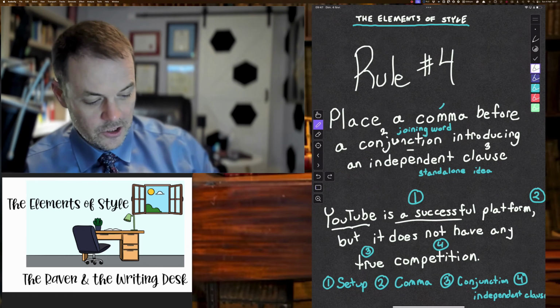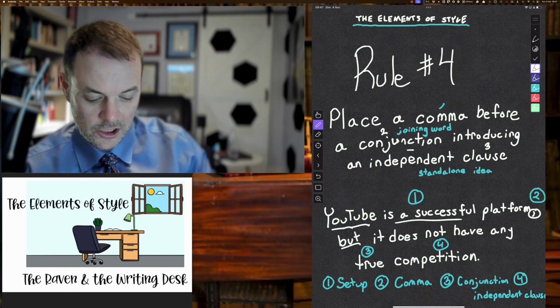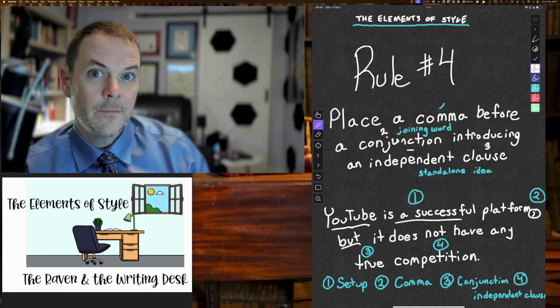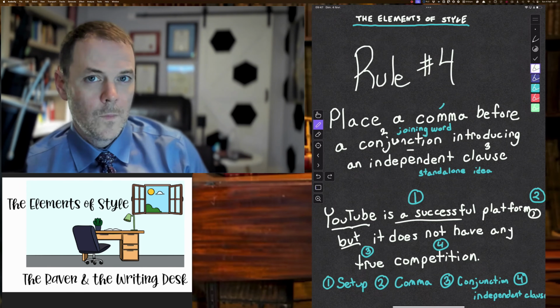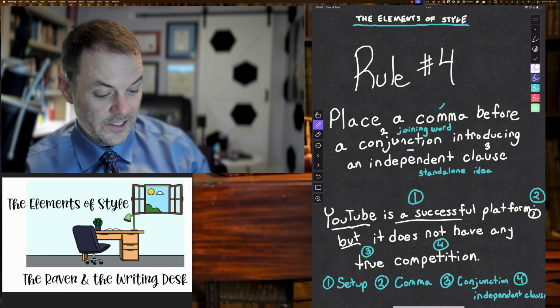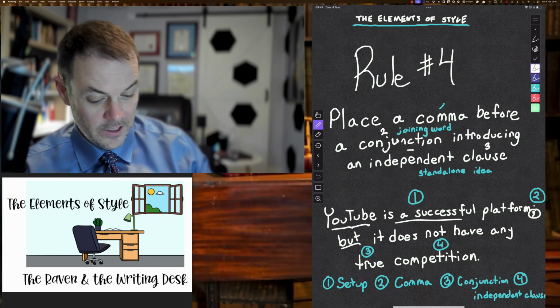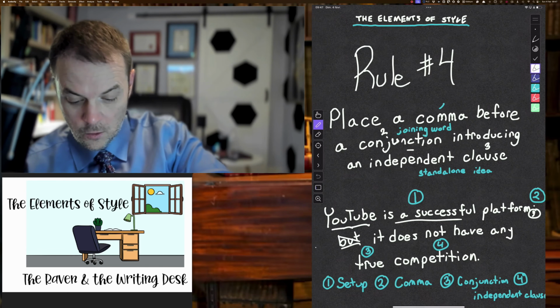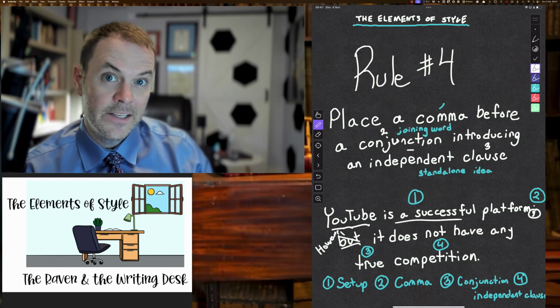So, number 2, I put in my comma. Number 3, there's my conjunction, the word "but," and that sets up my independent clause. It does not have any true competition. Of course, we could do some other things with this sentence, such as throw in a semicolon, divide the clauses that way. I could put in a period and start a whole new sentence here. Two simpler sentences. Big fan of simpler sentences.